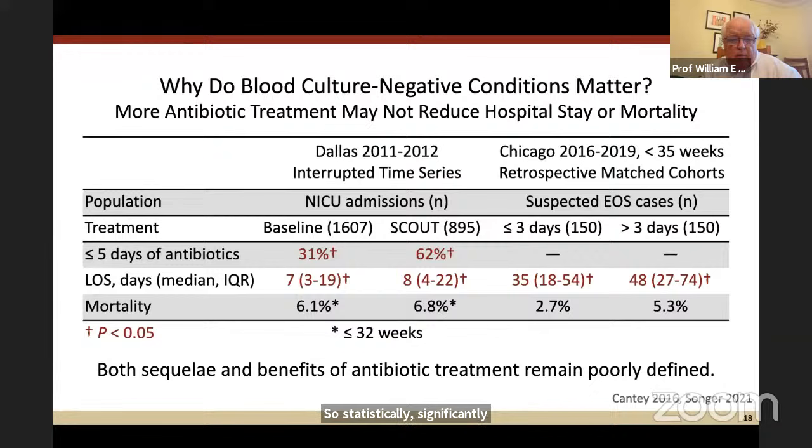And they saw that there was no difference in the mortality, 6.1 versus 6.8%, among the subgroup of their infants who were less than 32 weeks gestation.